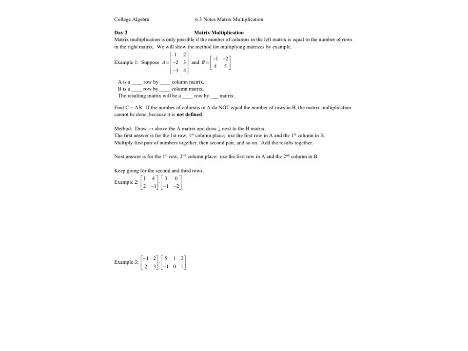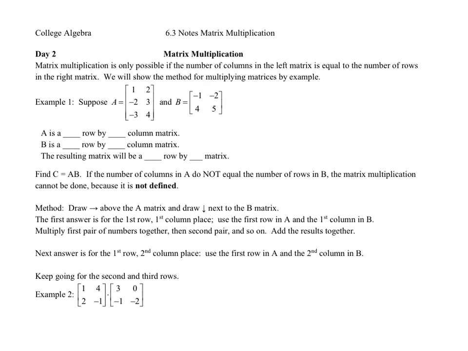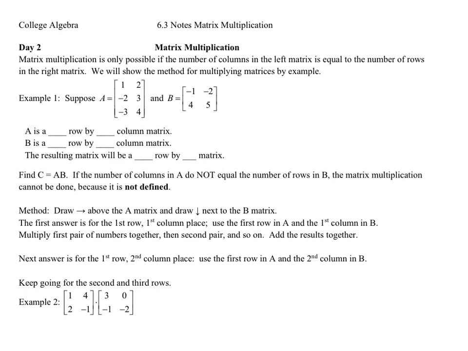Hey guys, in this video we are going to be talking about matrix multiplication, and there's a big difference between matrix multiplication and regular old multiplication because this is not commutative. For instance, in example 1, the product of A times B is not going to be the same thing as the product of B times A. Also, not all matrices can be multiplied together.